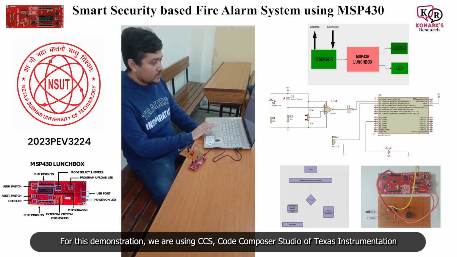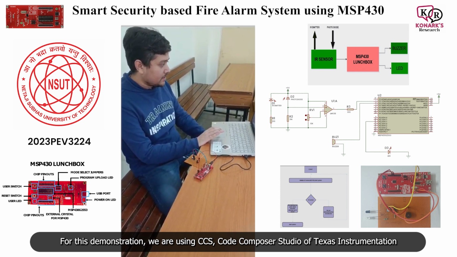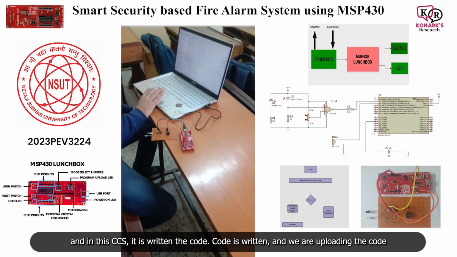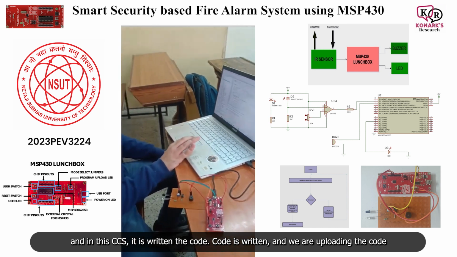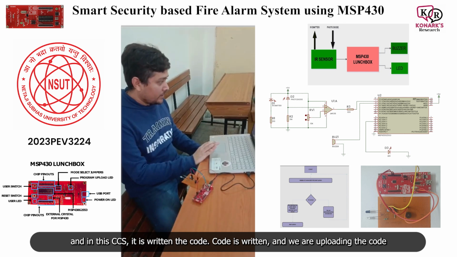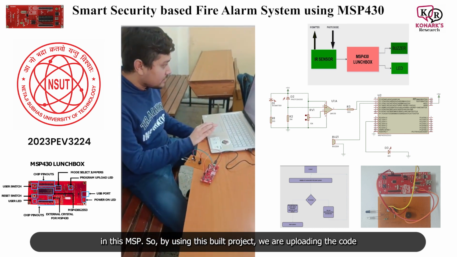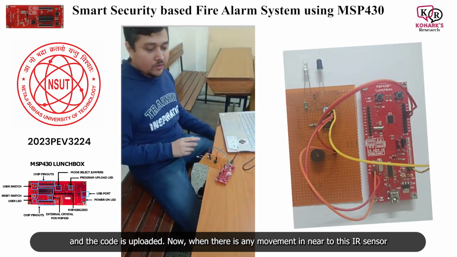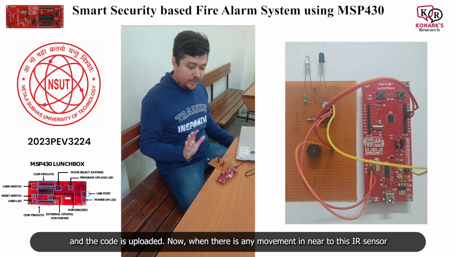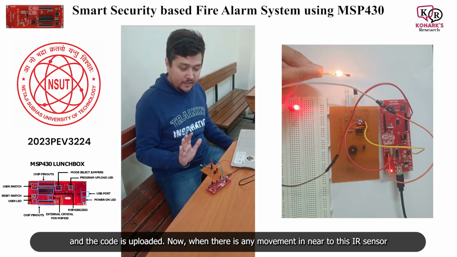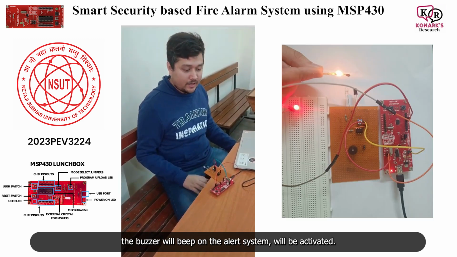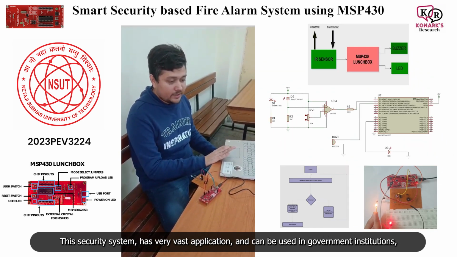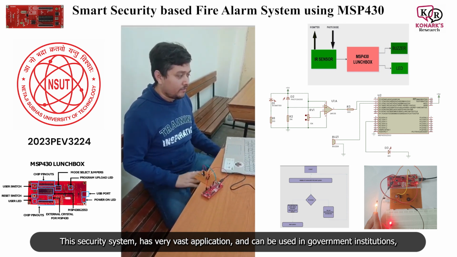For this demonstration we are using CCS, Code Composer Studio of Texas Instruments, and in this CCS the code is written, and we are uploading the code to this MSP. By using this build project, we are uploading the code, and the code is uploaded. Now when there is any movement near this IR sensor, the buzzer will sound, or the alert system will be activated.